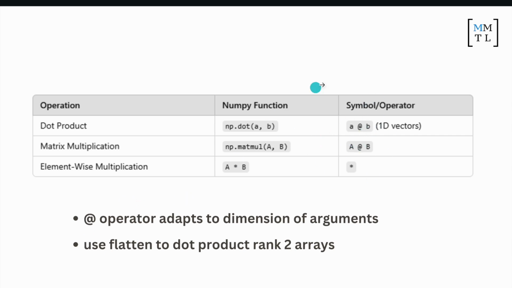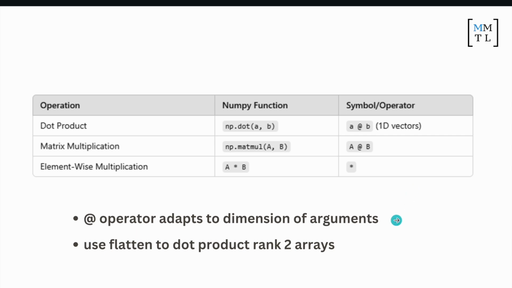These are the symbols that you would use for it in NumPy, and these are the built-in NumPy functions as well. You can see there's the at symbol on both the dot product and the matrix multiplication. So this operator is quite useful, and it's probably the main one that you use, but it adapts to the dimension of your arguments. So for example, if you have two 1D vectors and you try to at them, so like A at B, then it will come up with your dot product. So that's just the one number.